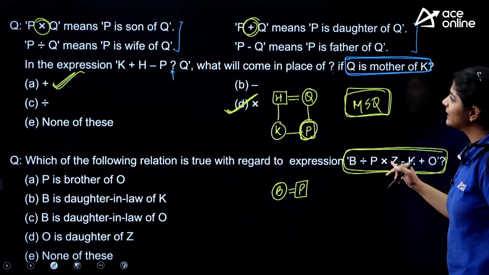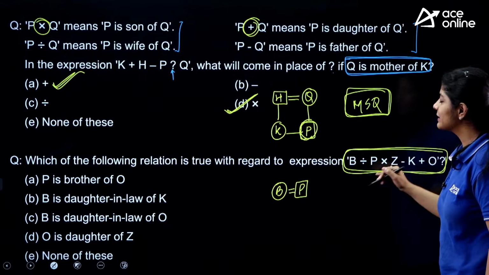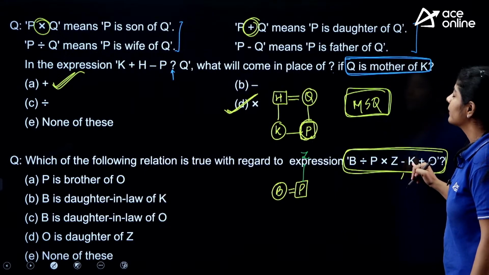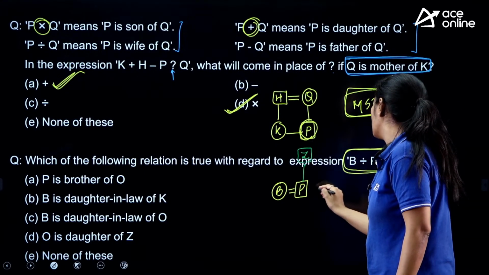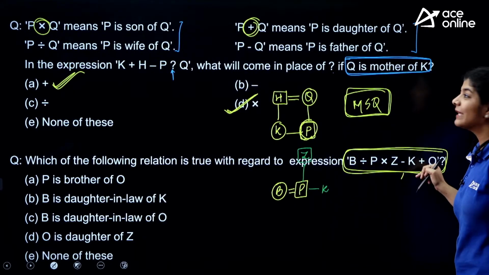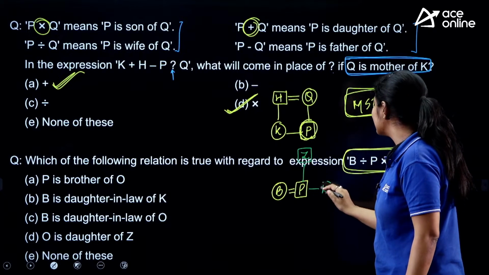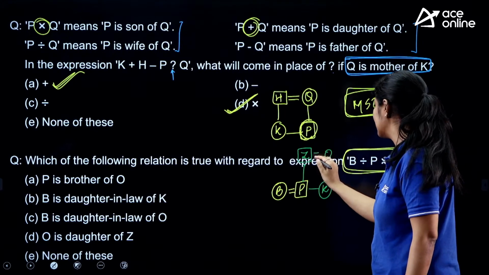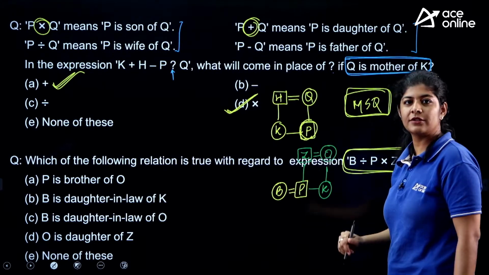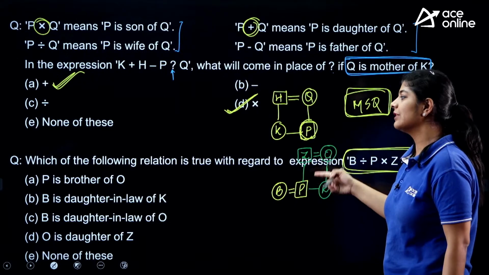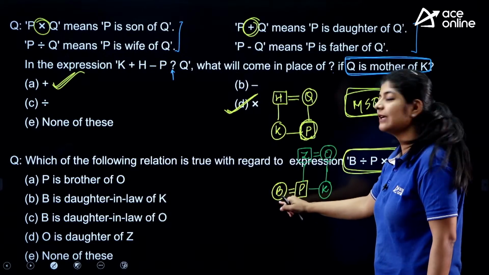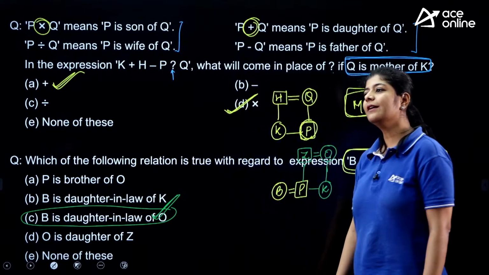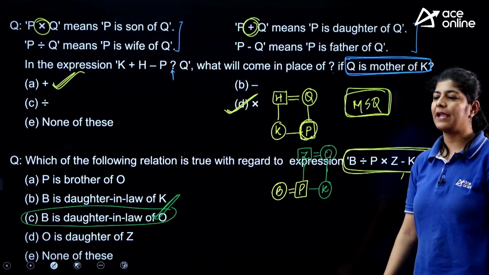Next, multiplication means P is a son of Z. Z minus K means Z is a father of K. K plus O means K is a daughter of O. If they are siblings, we can say that Z and O are spouses, and with this relation we can easily say that B is a daughter-in-law of O. Option C is the correct one. Very good, Ragla, Radhe, Smile, ace, right?